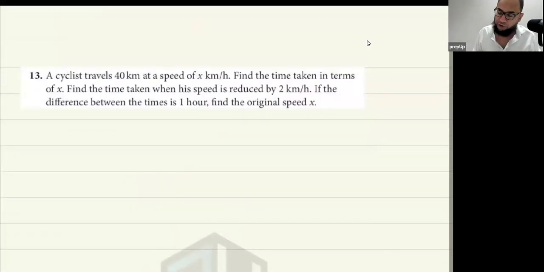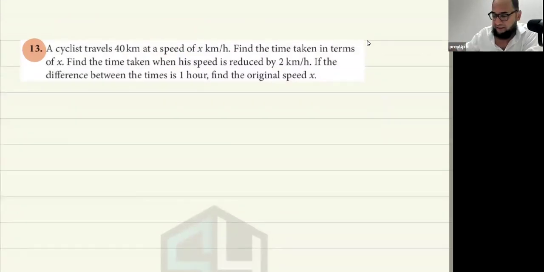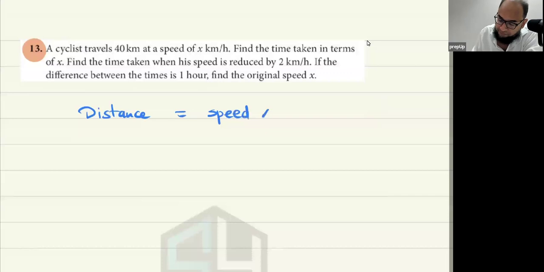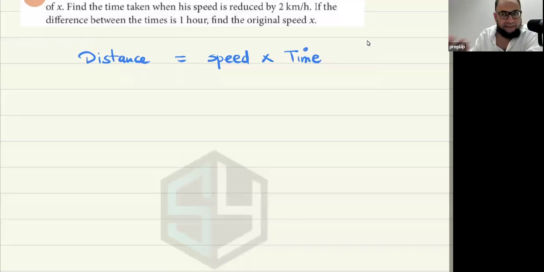Now let me explain this question. That is, a cyclist travels, and all these questions that are related with speed, time, that uses a particular formula. And let me write down the formula. That is, distance is equals to speed into time. Or I can write speed as distance divided by time, and then time is distance over speed.